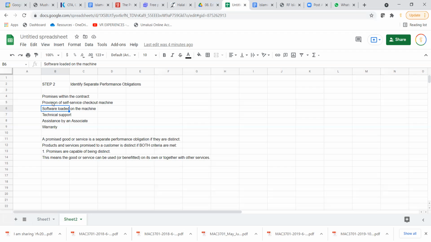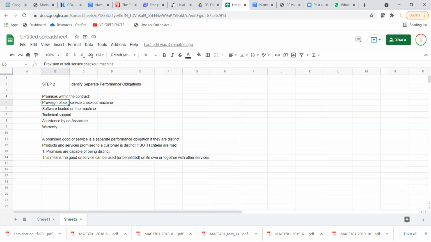Okay, so just take note. What you must know is that the machine is capable of being distinct. Why is a machine capable of being distinct? What makes it capable of being distinct? Because the machine can be sold separately.